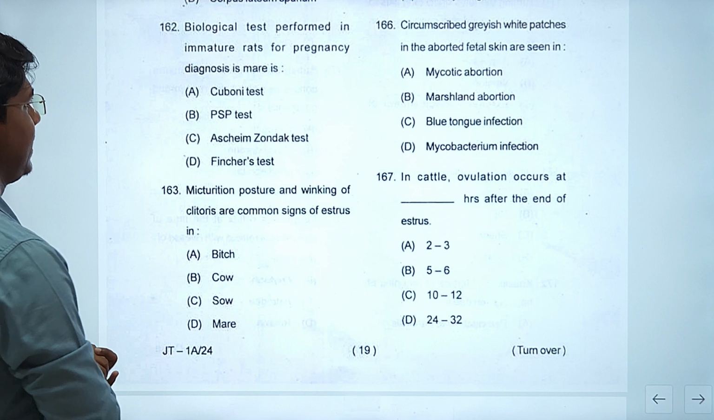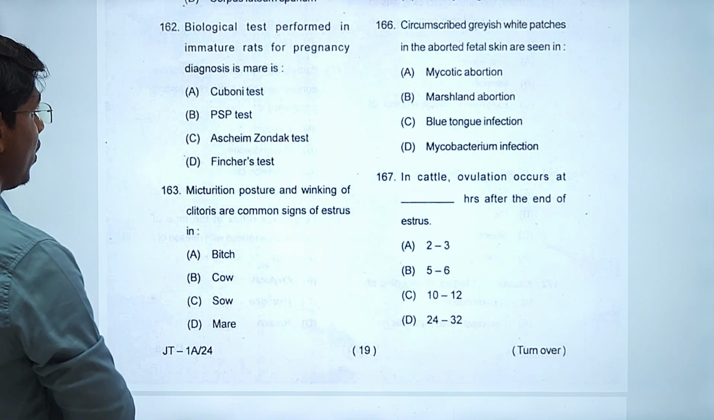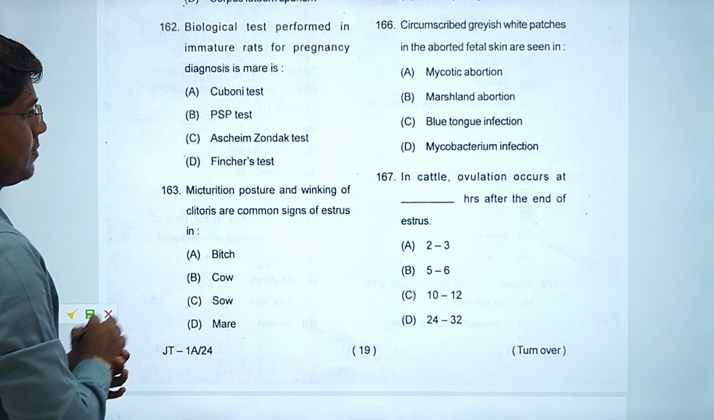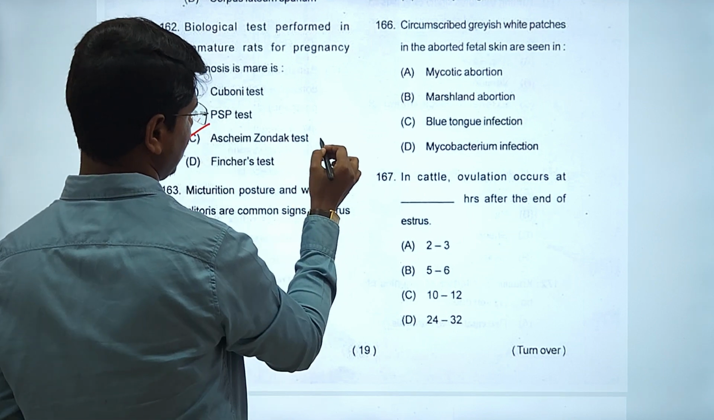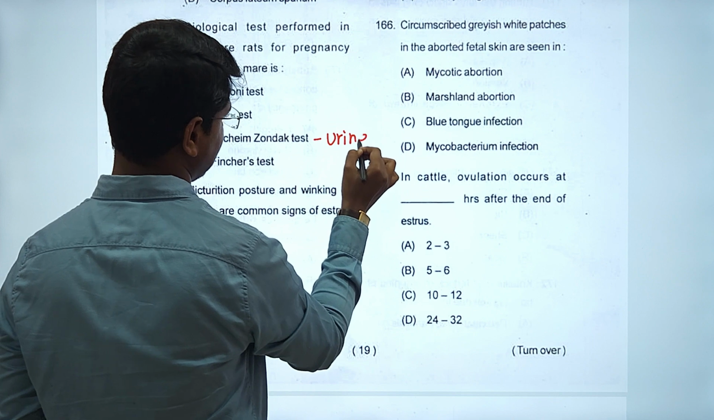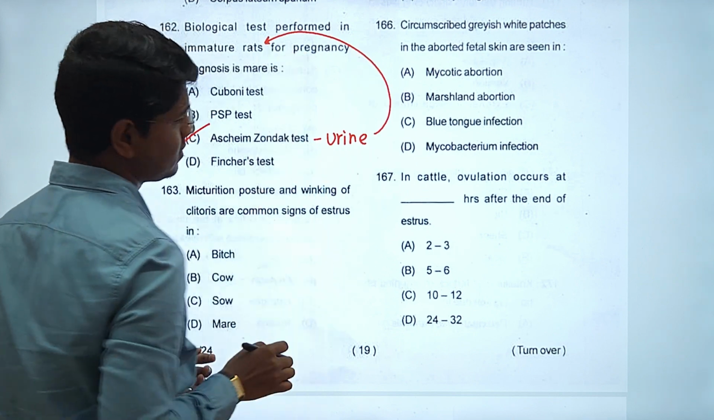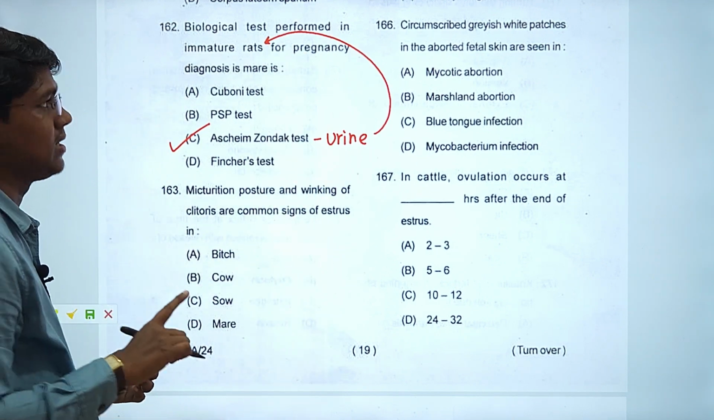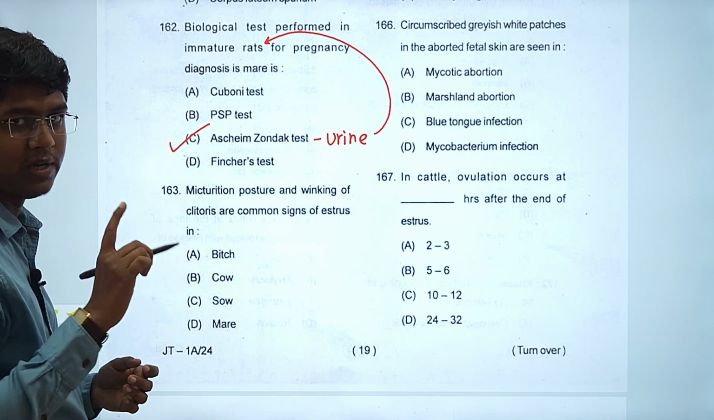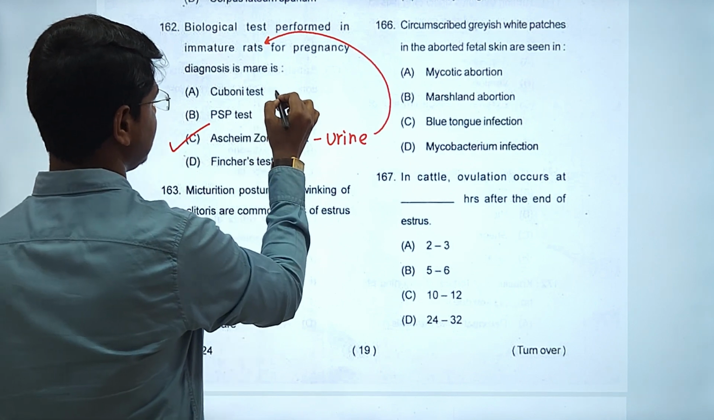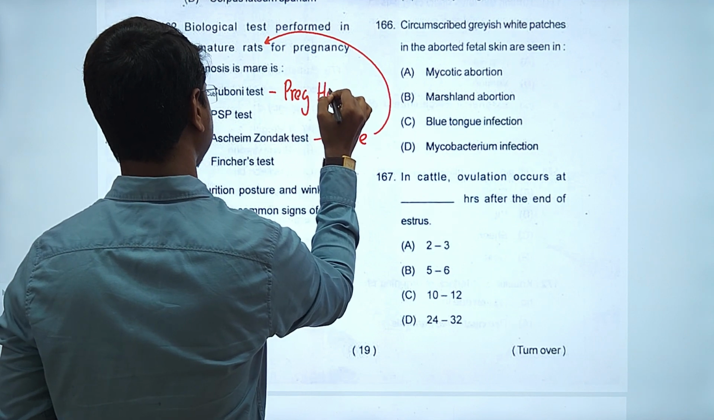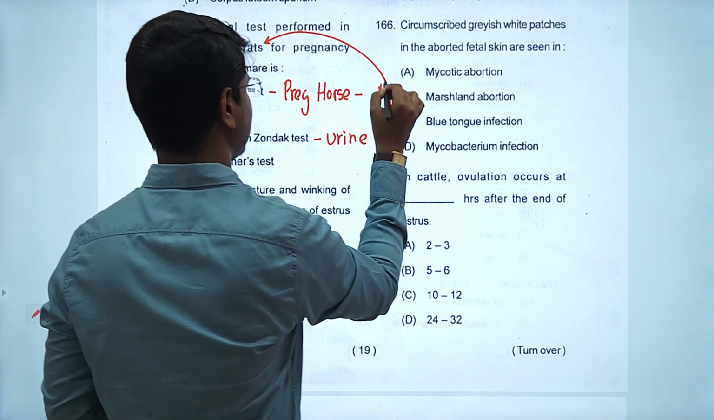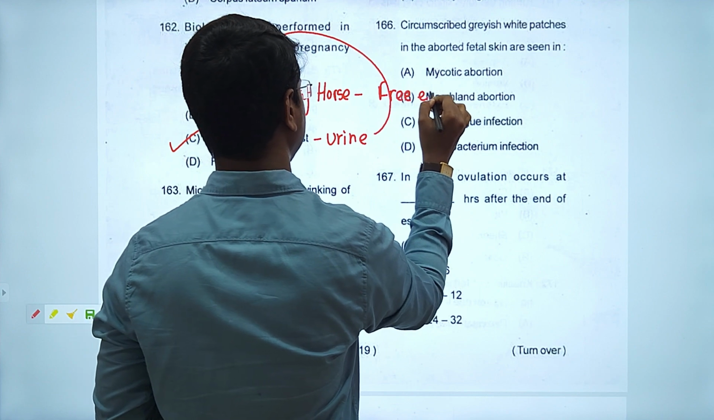Biological test performed in immature rats for pregnancy diagnosis is the Aschheim-Zondek test. What happens actually in this particular test? The urine of a pregnant mare, when injected into the mice, if the mare is pregnant, then the immature rat will come to heat. Cuboni test is also a test to detect pregnancy in the case of the horse, but here the free estrogen is estimated in urine. Free estrogen.